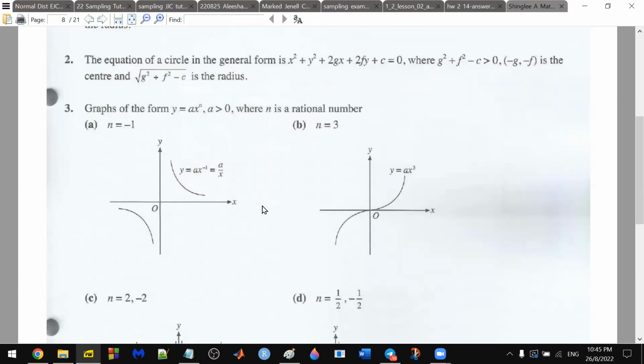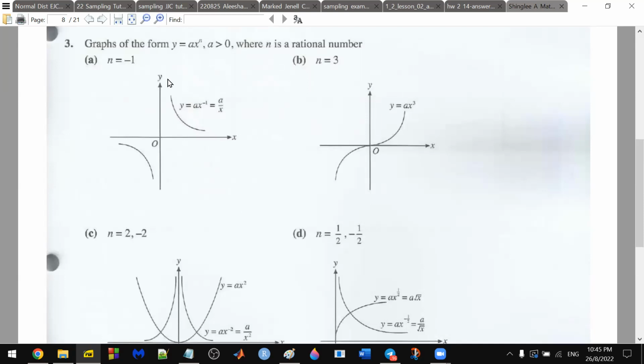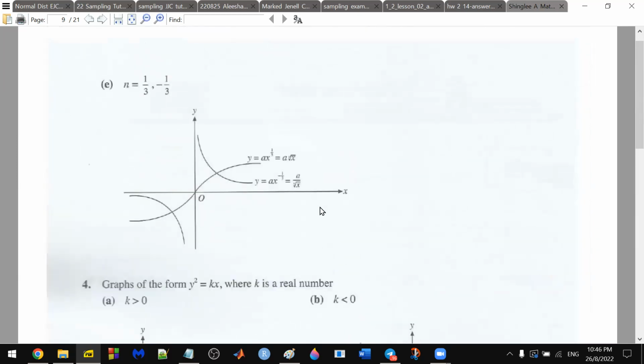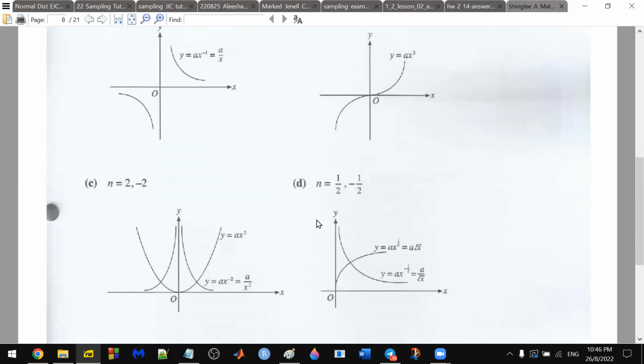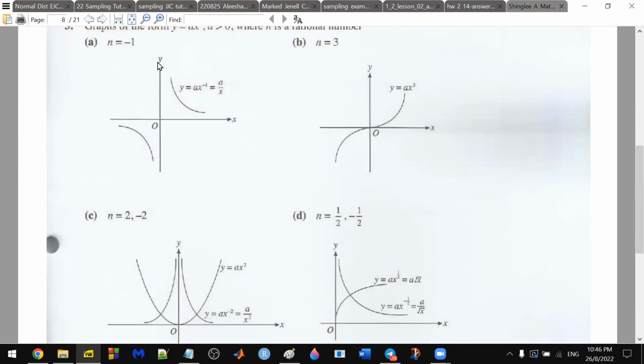You know how to find the equation of a circle. Number 3 is the one I want to recap with you. When you have y equals a times x power n, there's a few different values of n that you should pay attention to: -1, -2, +2, +3, -half, +half, and +1/3, -1/3. Here's how the graphs look. When it's -1, you'll get the angry face. If you watch anime, there's this kind of curve that appears on a person's head when they are angry.